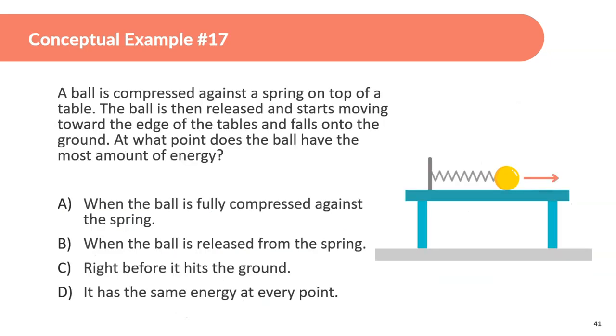Alright, moving on. A ball is compressed against a spring on top of a table. The ball is then released and starts moving toward the edge of the table and falls onto the ground. At what point does the ball have the most amount of energy? Okay, so it's going to be compressed, then it's going to move down and go like that.